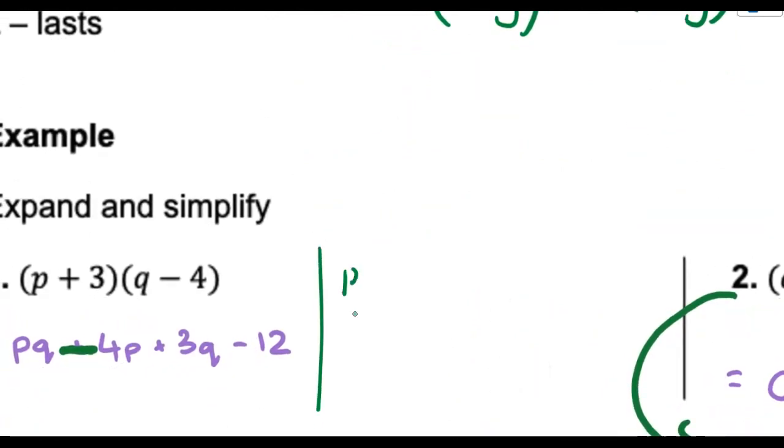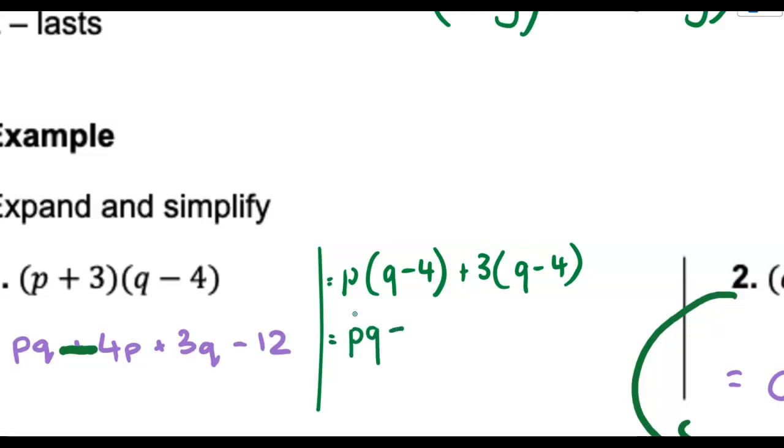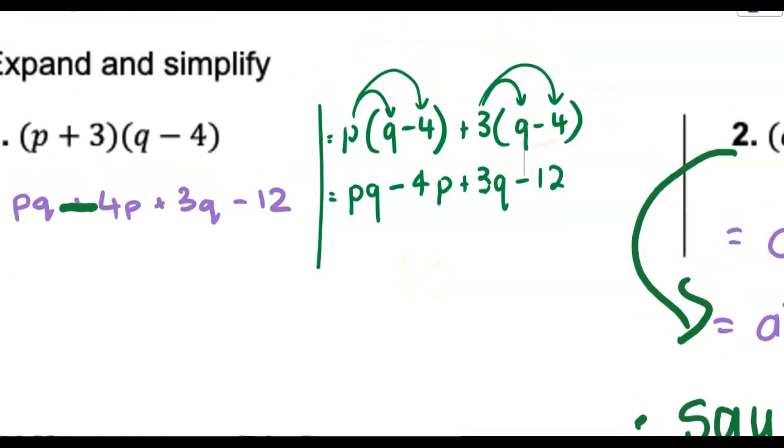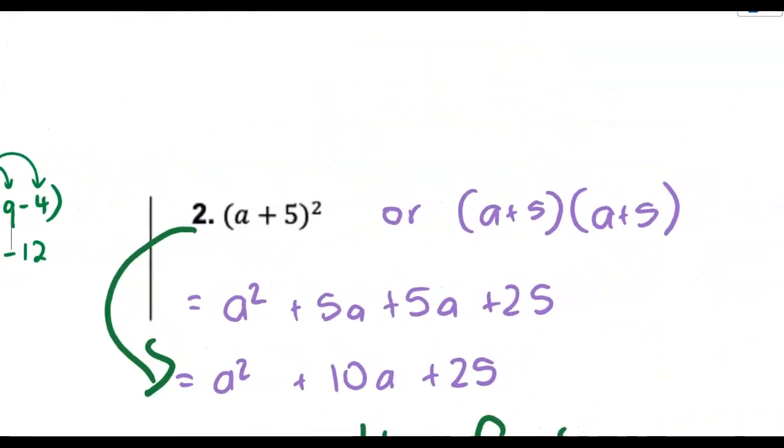I'm going to break my first bracket up and write it as p times q minus 4 plus 3 times q minus 4. Let's line our equal signs up. I end up with pq minus 4p plus 3q minus 12, remembering I've done the expansion with my brackets and remembered the negative sign. Let's look at the second one.